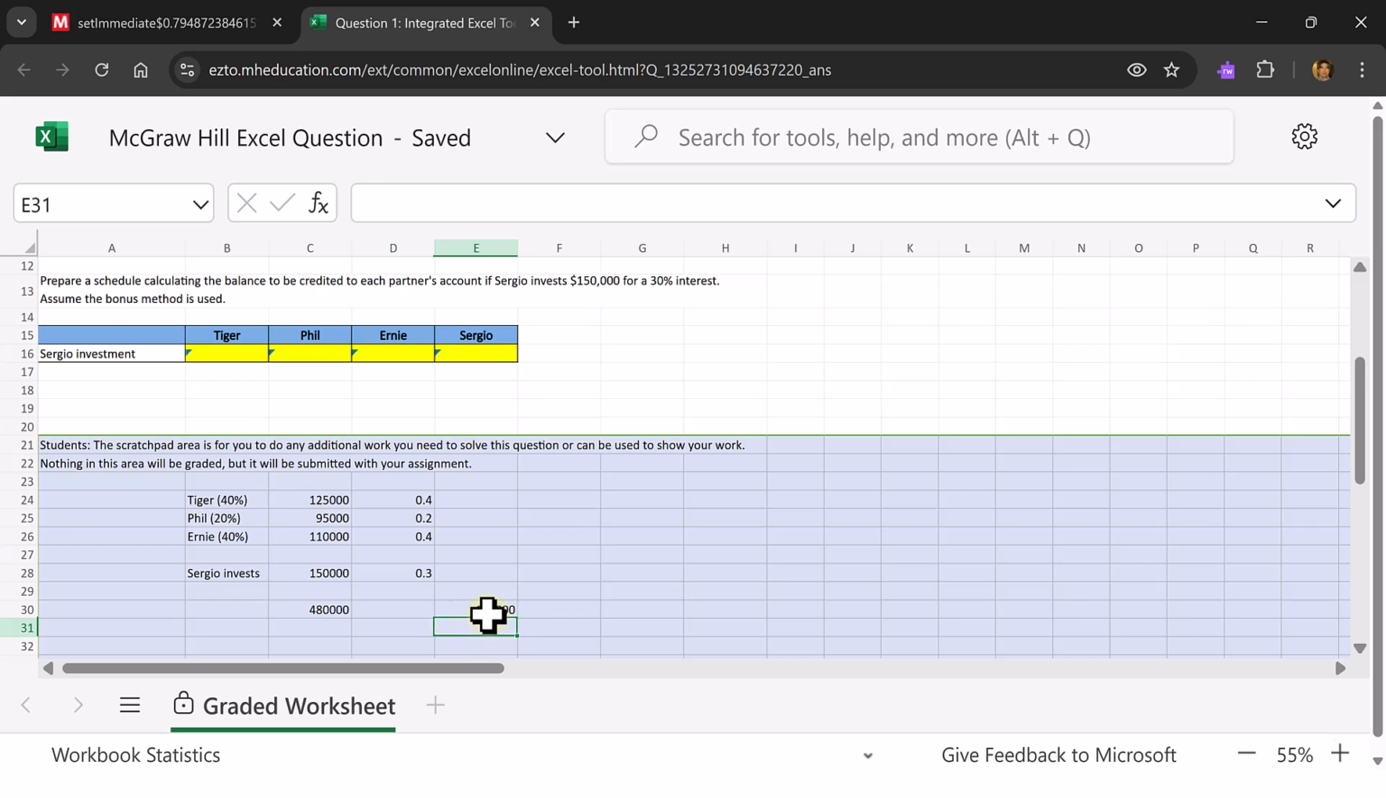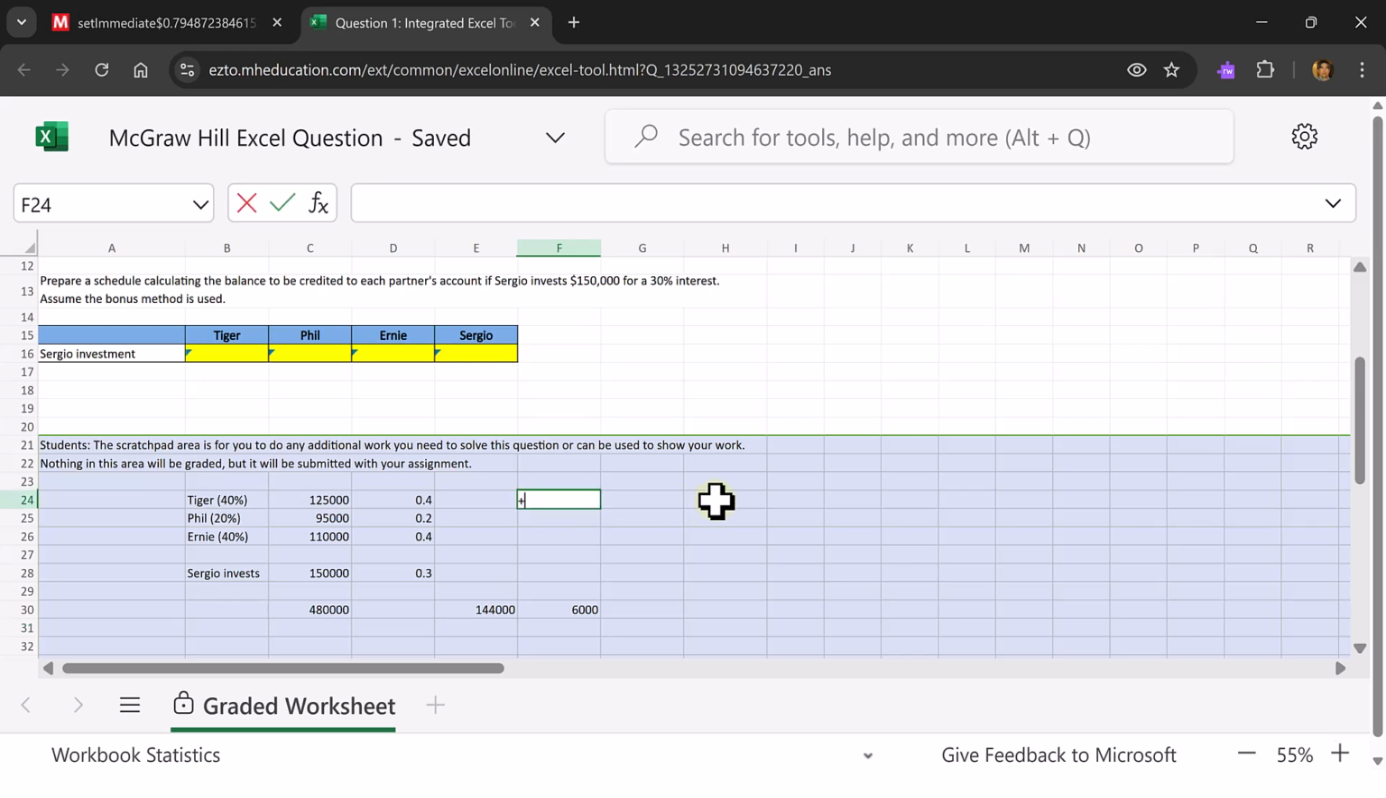But notice he has to invest $150,000 cash to get a capital account of 144. So the difference between the two is an extra amount he has to pay. And that's going to be split up among the three existing partners according to their profit and loss sharing percentage. So let's get that so-called bonus, the excess Sergio has to pay, of 6,000. And let's split that up among the three partners.